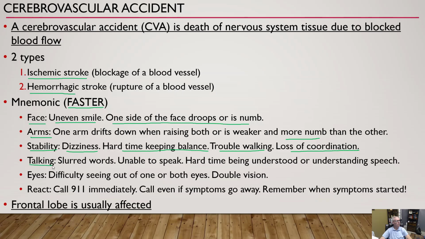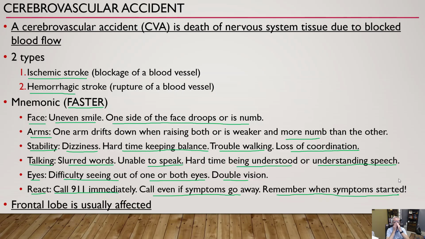How are they talking? Do they slur their words? Are they unable to speak? Do they have a hard time being understood? Or do they have a hard time understanding speech? What are their eyes doing? Do they have difficulty seeing out of one or both eyes? Do they have double vision? Whatever the case, react. Call 911 immediately, even if their symptoms go away. The important thing to remember is that you need to tell 911 or the physician when the symptoms started.